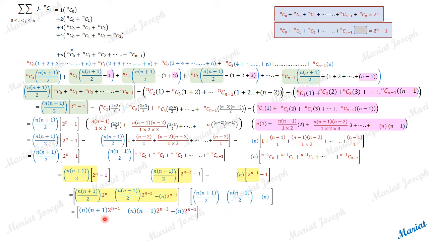Now from these three terms, I'm taking 2 raised to n minus 3 common. If I take 2 raised to n minus 3 and n also common, I'm left with 2 squared into n plus 1, which is 4 into n plus 1, minus n minus 1 minus 4, taking common. Simplifying this bracket, I'm getting 3n plus 1. So the summation is 2 raised to n minus 3 into n into 3n plus 1.